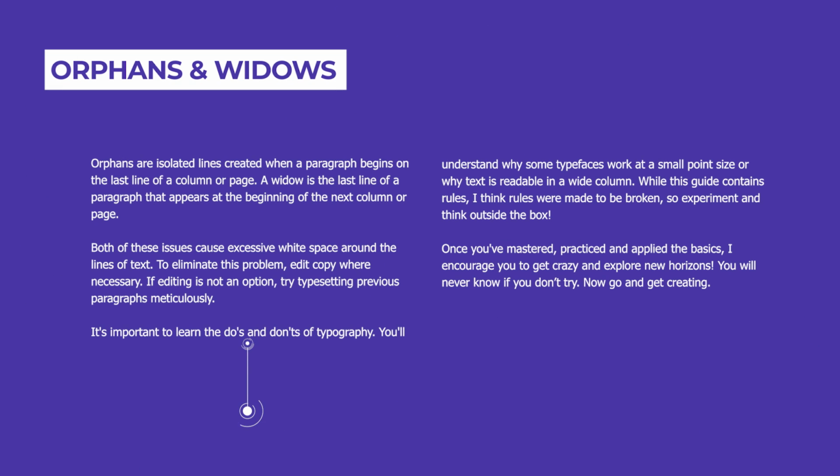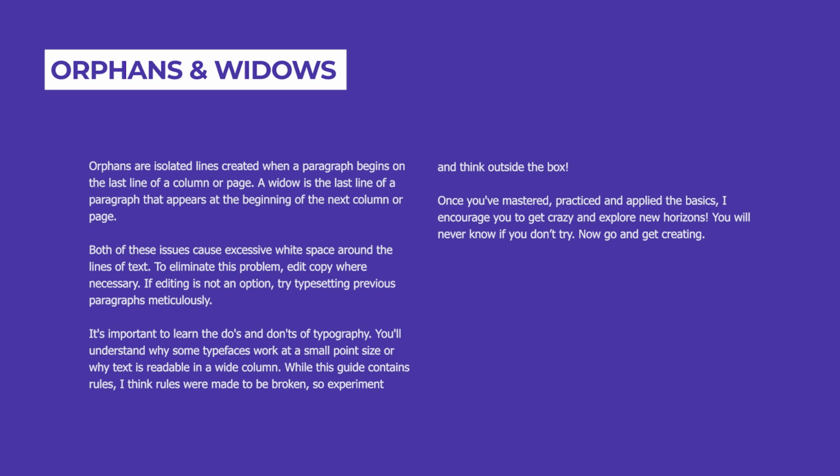Orphans are the isolated lines created when a paragraph begins on the last line of a column or page. A widow, on the other hand, is the last line of a paragraph that appears at the beginning of the next column or page. Both of these issues cause extensive white space around the lines of text. Edit copy where necessary. If editing is not an option, however, try typesetting previous paragraphs meticulously. Again, it's all about the readers.